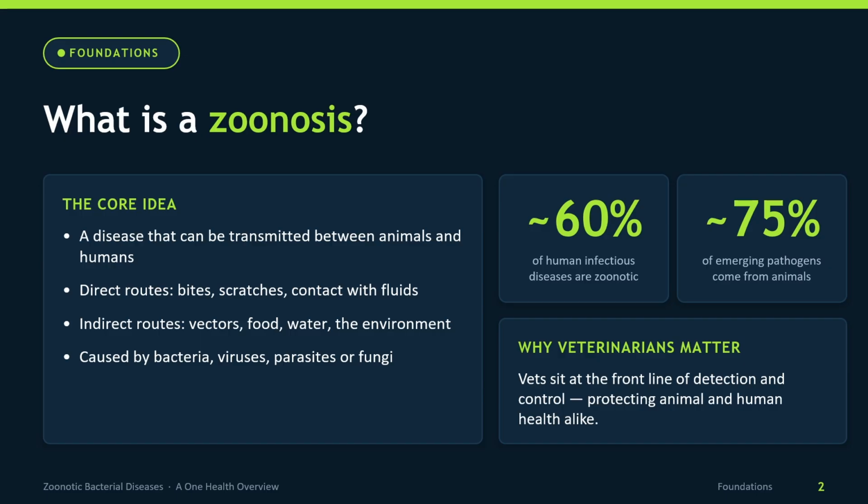Transmission can be direct, bites, scratches, contact with fluids, or indirect through vectors, food, water, or the environment. About 60% of human infectious diseases are zoonotic, and about 75% of emerging pathogens come from animals. That's why veterinarians are essential to public health.